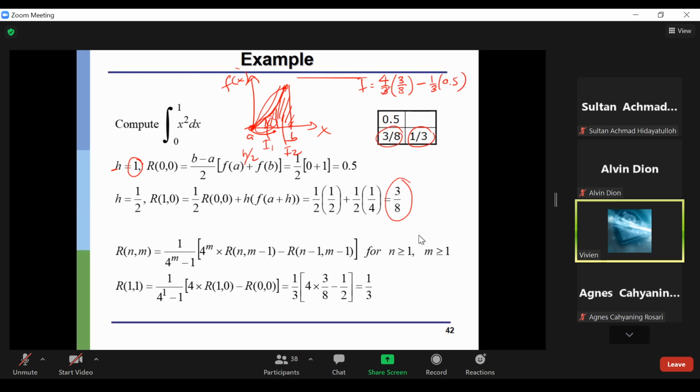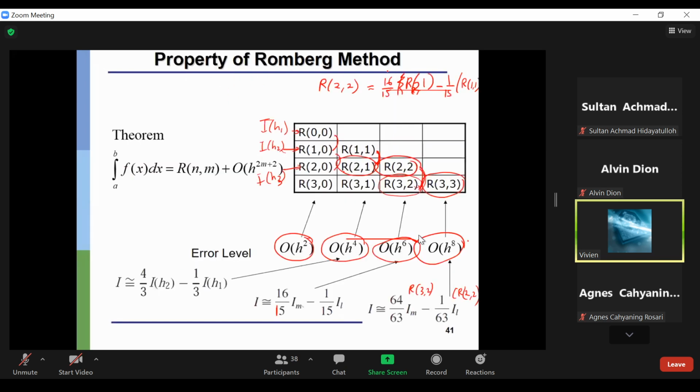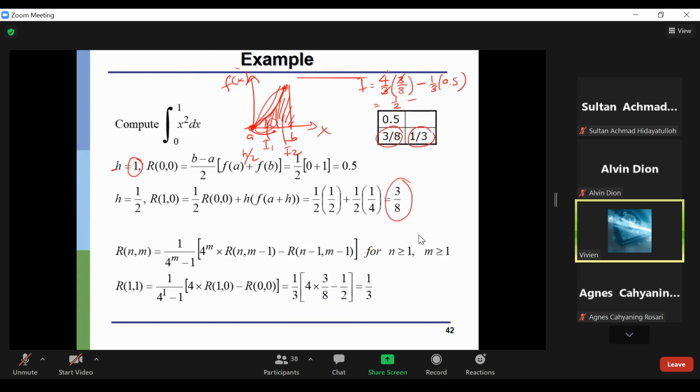So what is the value here? That will be half minus, so that will be 4/3 times 3/8 minus 1/3 times half. Okay, so this is correct already.